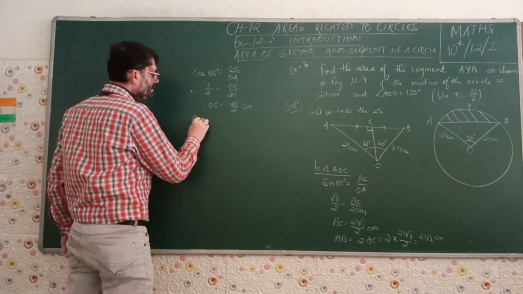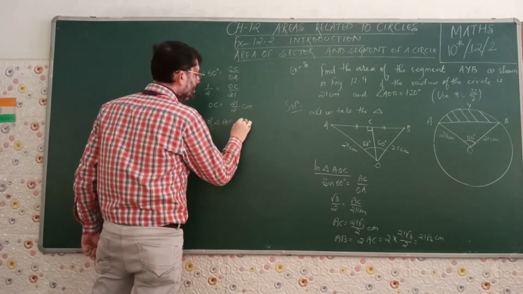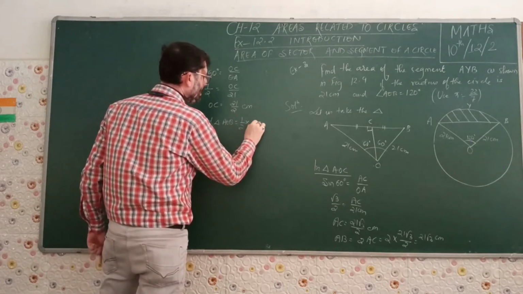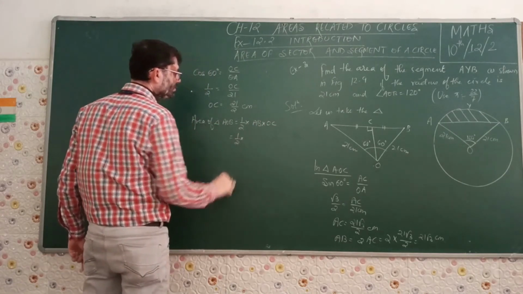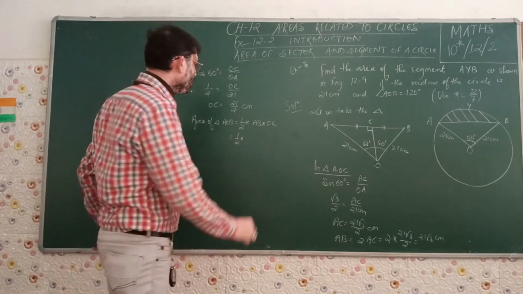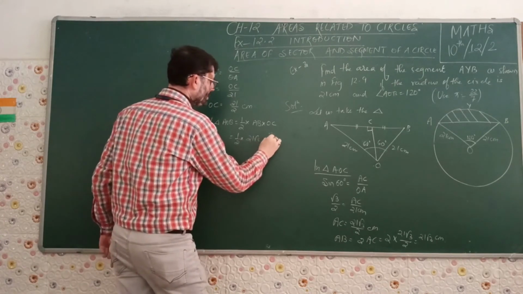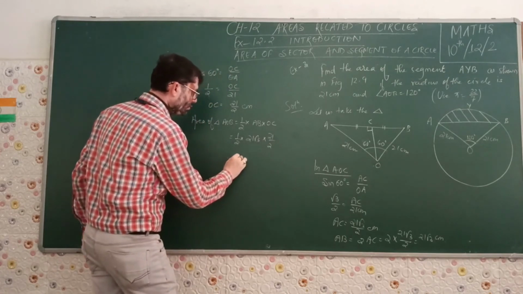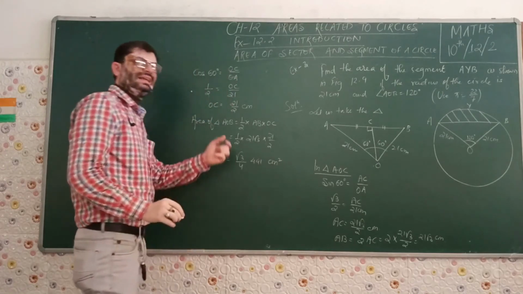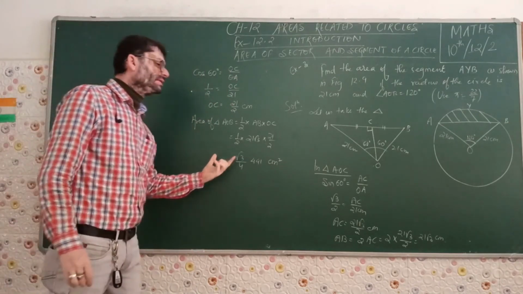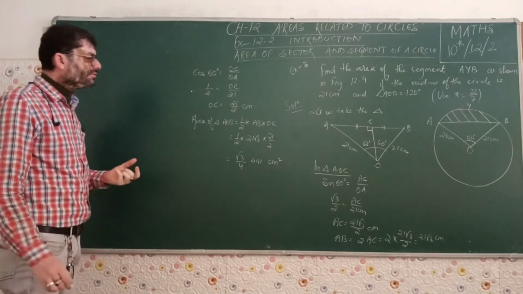So the area of triangle AOB is half into base, that is AB, into height, that is OC. So this is half into AB, which we have got as 21 root 3, and OC we have got as 21 by 2, so this is root 3 by 4, 441 centimeter square. Keep it as it is. If you want to solve it, you can solve by substituting the value of root 3, but it is not given in the question, so we will not solve it. We have got the area of the triangle.